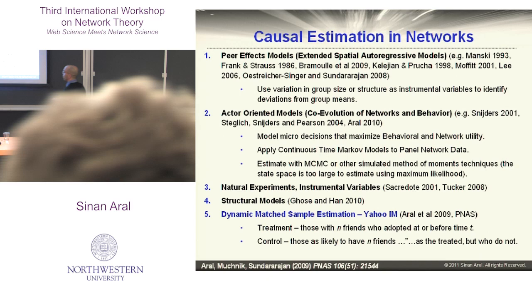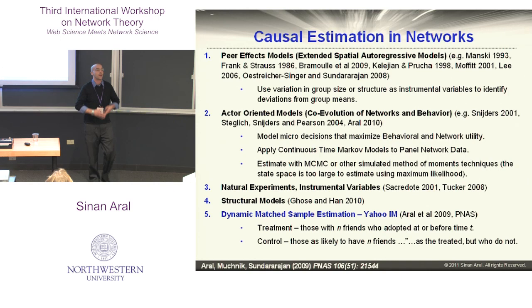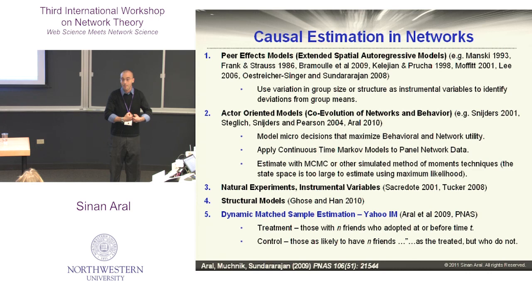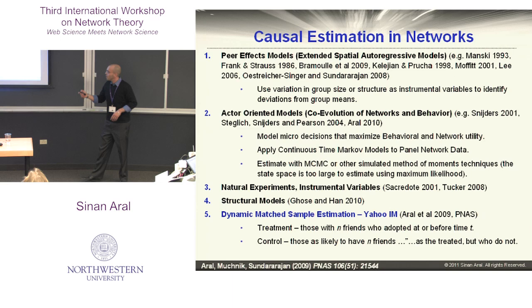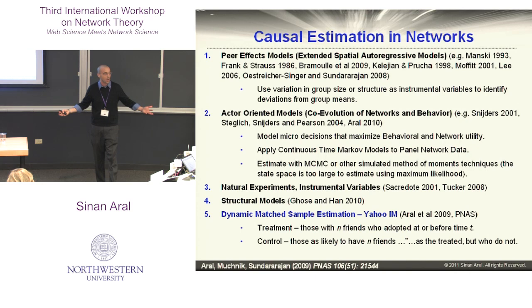Now, the reason we think this is good is because it scales with more data. The more I observe about people, the better my predictive model of the likelihood of having a friend, the better my match sample, and the better I can isolate estimates of peer influence. These other types of models break as the data get bigger, right? Because it's very difficult to estimate these models on large networks. So these types of models scale with data.